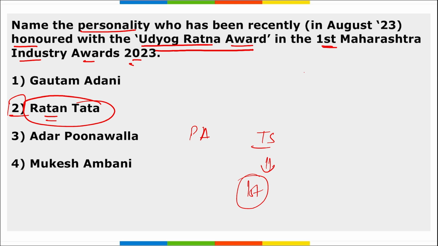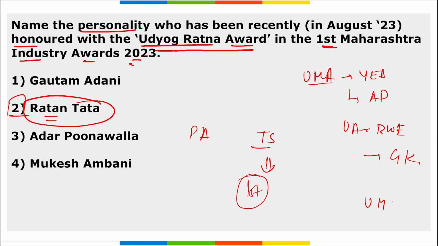Then apart from this, remember Udyog Mitra Award, that is the Young Entrepreneur Award. This was presented to Adar Poonawalla. Then Udyogini Award, that is the Best Women Entrepreneur Award, was presented to Gauri Kirloskar. And Utkrusht Marathi Udyojak Award, the Outstanding Marathi Entrepreneur Award, was presented to Vilas Shinde. So these are the other three awards that you need to remember apart from the Udyogratna Award that was presented to Ratan Tata ji.